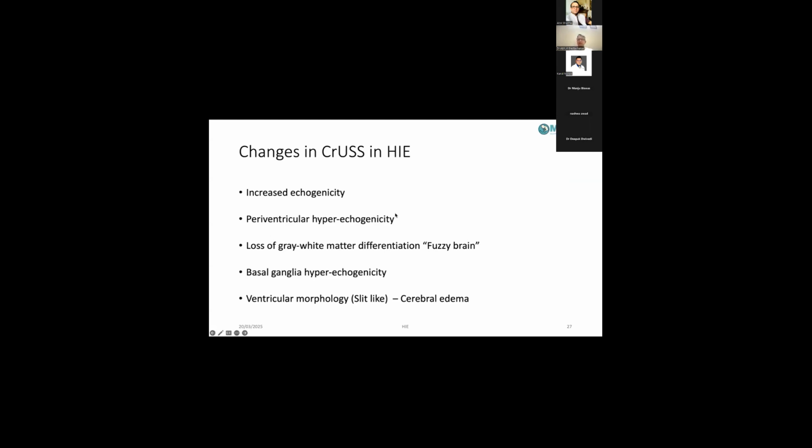Also, you will see periventricular hyperechogenicity. You can imagine usually that area should be hypoechoic, but you do see hyperechogenicity. Why does that happen? Again, the area becomes very, very reflective. There'll be loss of gray-white matter differentiation, which we call a fuzzy brain. I'll show a picture of that. And basal ganglia hyperechogenicity. And because there will be a cerebral edema, your ventricle gets squashed and looks more slit-like. You can barely see the ventricles in HIE.